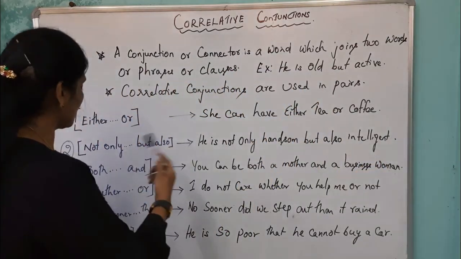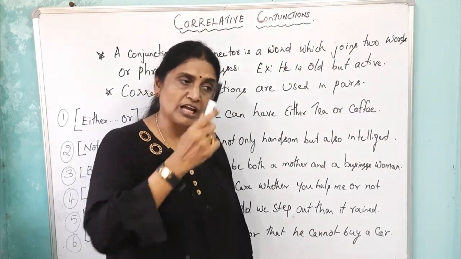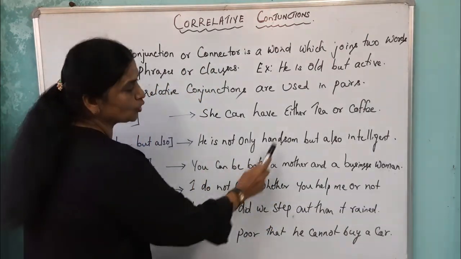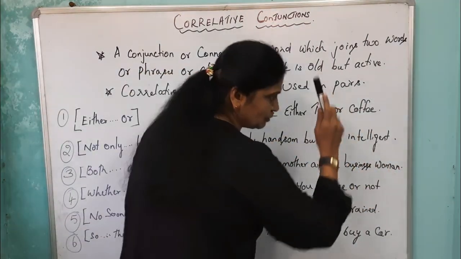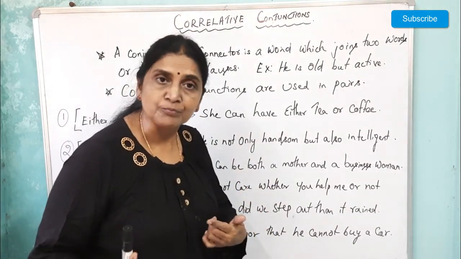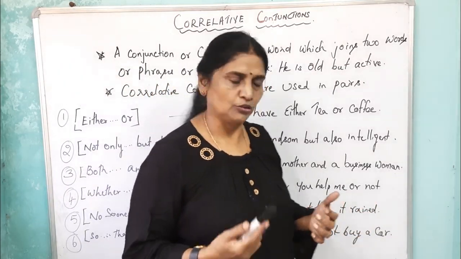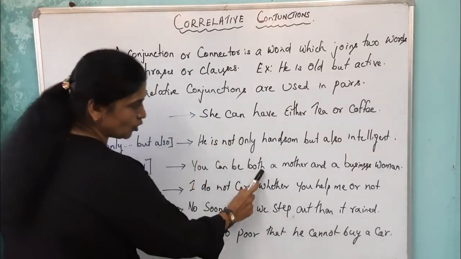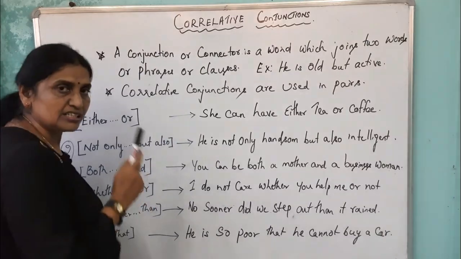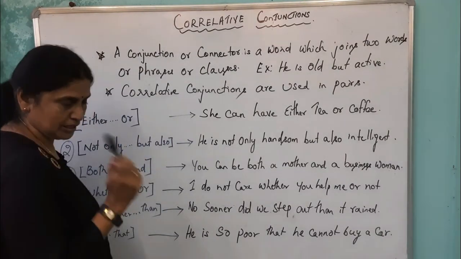Okay, now let's go to the next one. Both and. Both, I like this and that. How to use them? You can be both a mother and a businesswoman. So you can be a mother to your child, and also you can be a very good entrepreneur or a businesswoman. So this cannot be separated. You have to use them together, both and. It has to be used in pairs.